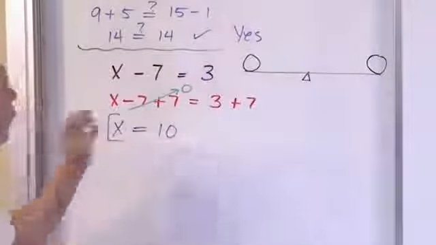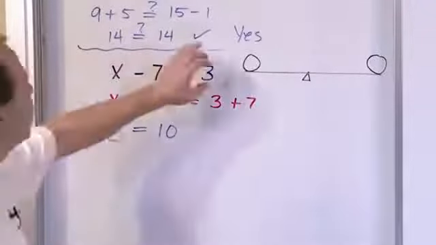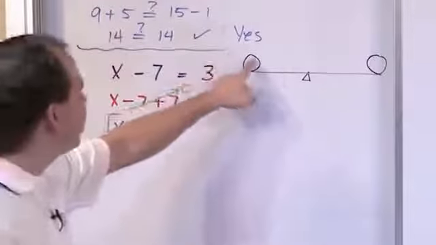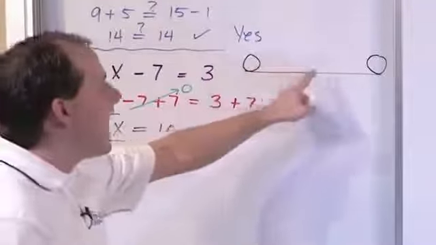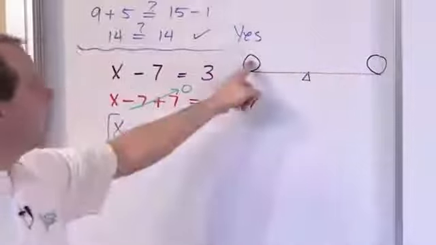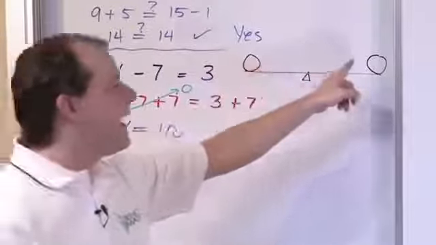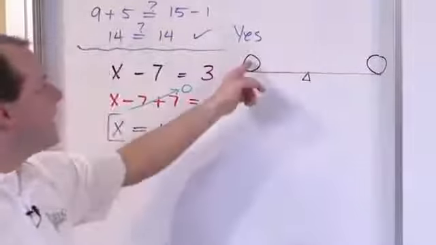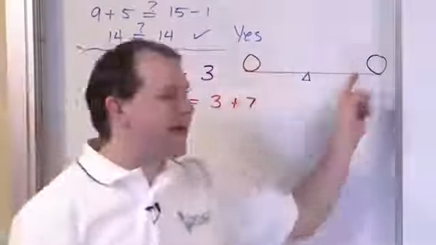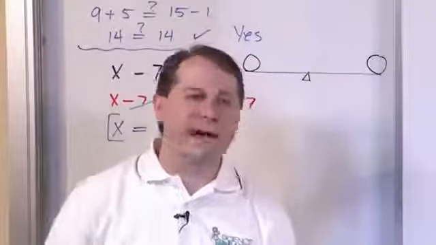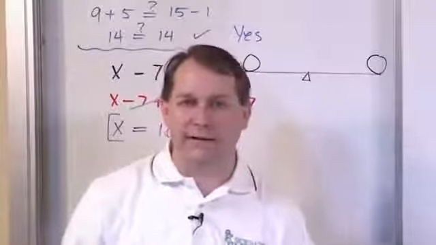It's the same thing here. With equations, I can do whatever I want to the left and the right-hand side, but if I add 7 over here, I have to add 7 over here. If I subtract 3 on the left-hand side, I have to subtract 3 on the right. If I multiply by 4 on the left, I have to multiply by 4 on the right. If I don't do that, then it becomes unbalanced and it's not correct anymore.